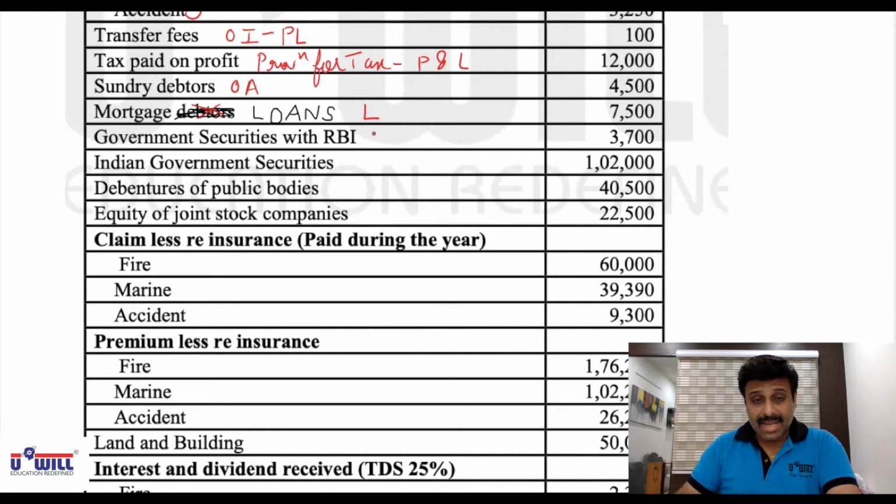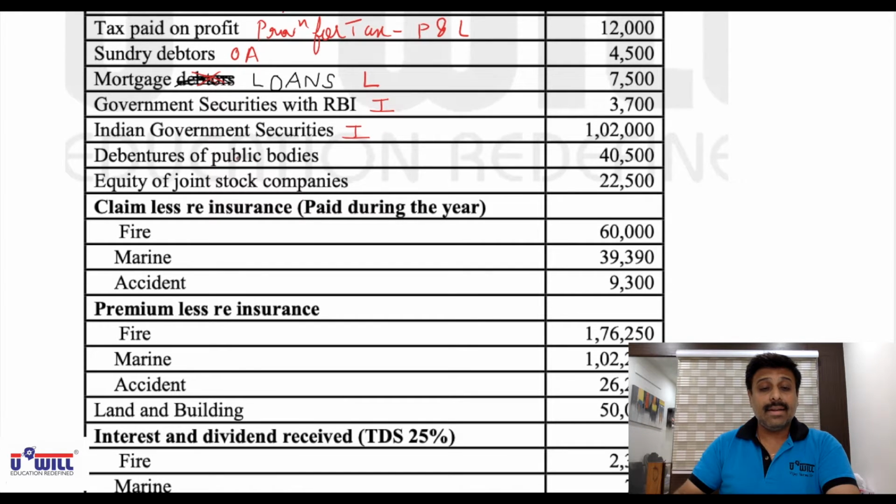Government securities with RBI is an investment I. Indian government securities is an investment I. Debentures of public bodies means the insurance company has invested the money in debentures of public bodies, investments I. Even equity of joint stock companies is investment I. Okay, whatever premiums are received by the insurance company, until they have to pay the claims, they invest that money so that they can generate sufficient returns to pay the claims. So all these investments are the major assets. That's why in application of funds also investment comes as the first item.